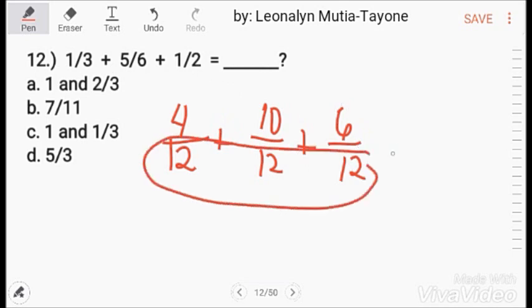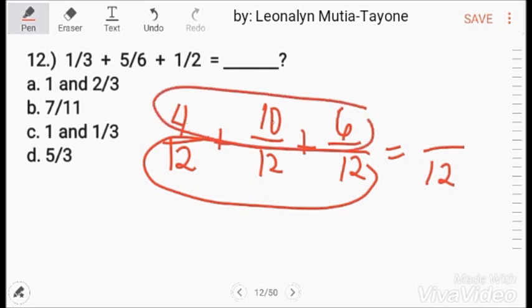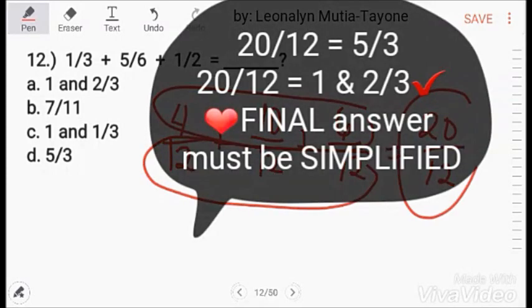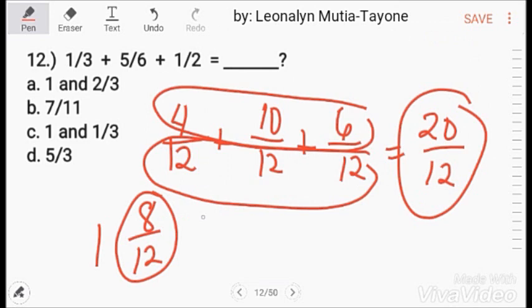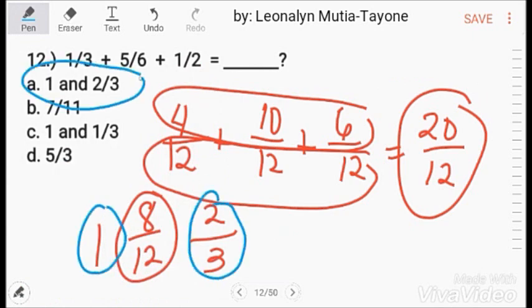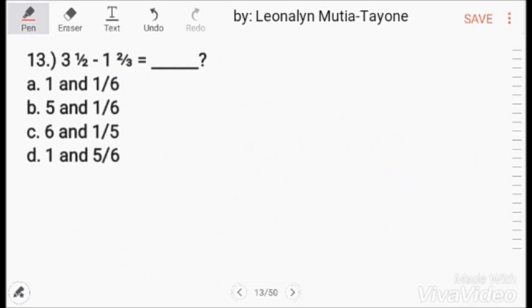So, pareho na sila ng denominator. Kopyahin lang ang denominator so we can add the numerator. And this is 4 plus 10 plus 6 is 20. So, 20 over 12, hindi pa yan ang final answer. And that is 1 and 8 over 12. So, i-simplify pa ang 8 over 12, hanapan natin ng greatest common factor, which is 4. So, 8 divided by 4, 2. 12 divided by 4 is 3. So, ang answer ay 1 and 2/3. Letter A.